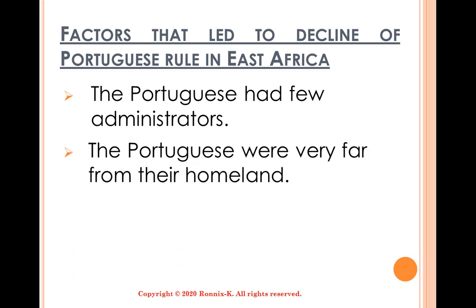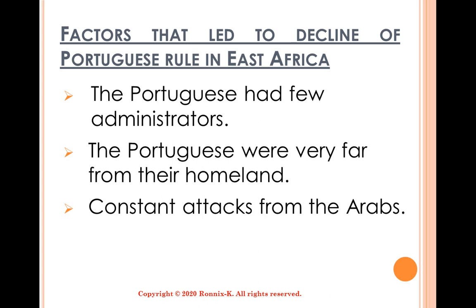Number 2, the Portuguese were very far from their homeland. They were from Portugal. When I get a chance, I will show you Portugal on the map. I will show you the distance between Portugal and East Africa, but not in this lesson, in the upcoming lessons. So it was hard for them to get supplies. They could not get food easily, or any help from home, so their rule declined.